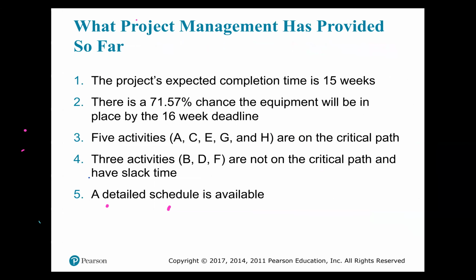All right, so the project is expected to be completed in week 15, but there's a 71.57% chance that the equipment will be in place by the 16-week deadline, right? 5 activities are on the critical path. 3 are not on the critical path. And of course the detailed schedule, the project schedule, is available.